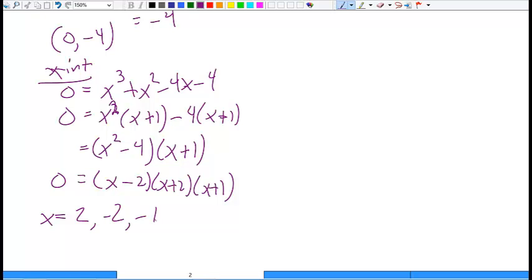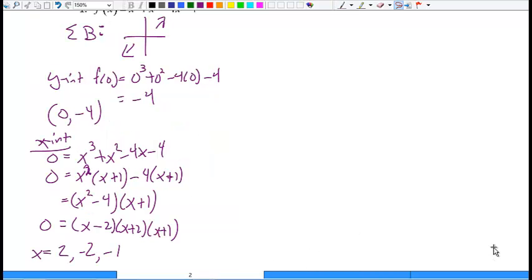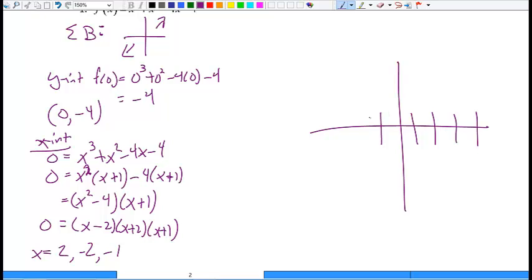Let's see, so let's put all this together. Okay, so let me get just a rough sketch here that I could label some information on. Alright, I know that it goes in the first and the third as far as end behavior goes. I know it crosses the y-axis at negative 4. I know it crosses the x-axis at 2, negative 2, and negative 1.